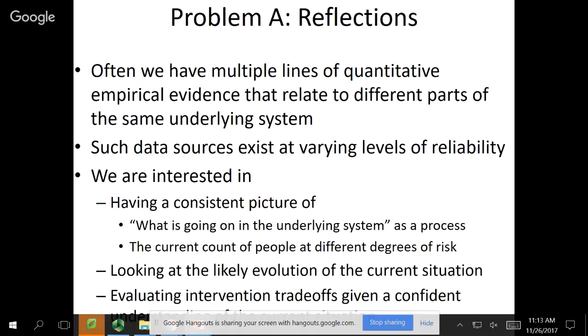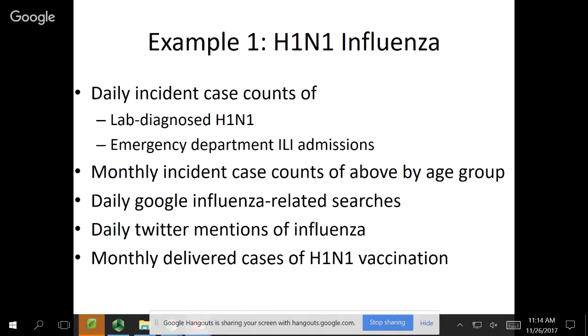We're particularly interested in having an understanding of the current count of people at different degrees of risk out there in the population. So we see different facets of the system, different pieces of the elephant, and we're interested in understanding the whole. Often our motivation for doing that is that we're then interested in looking at the evolution of the current situation over time and evaluating trade-offs involving it as well.